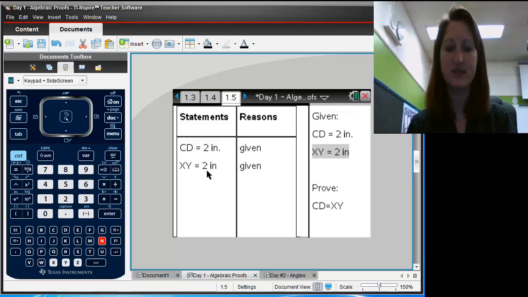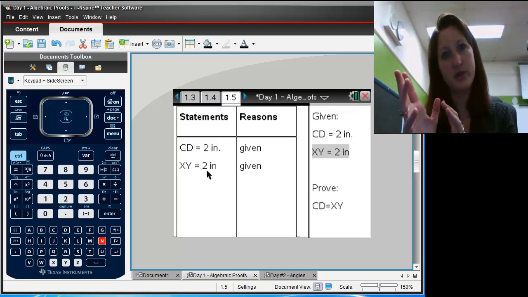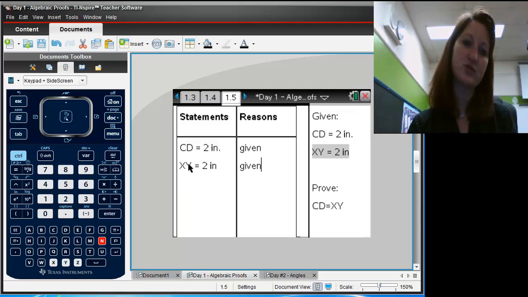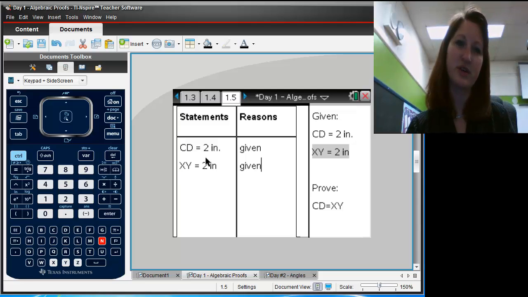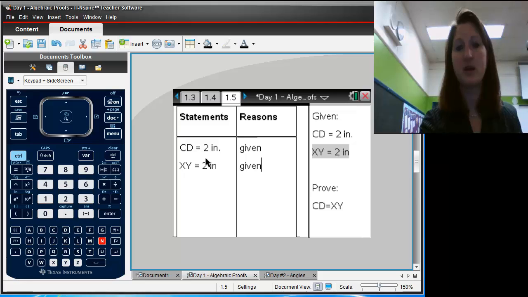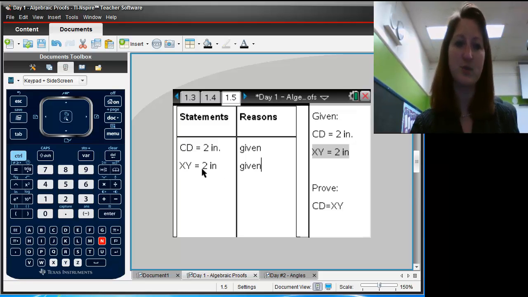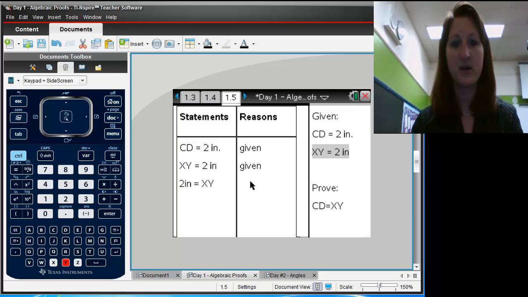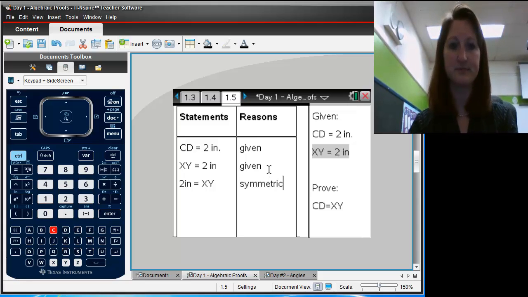But one thing that you want to be careful of when you write a proof is that if you're going to use that transitive property that says if one thing's equal to another and that other thing's equal to something else, the two equal things should be across from each other, kind of like linked when you read them. So right here, if I could just switch XY is equal to 2 inches to be 2 inches equals XY, then that will help me out. So I'm going to say 2 inches equals XY, and whenever I switch something like that, just take something and flip it around, that's the symmetric property.